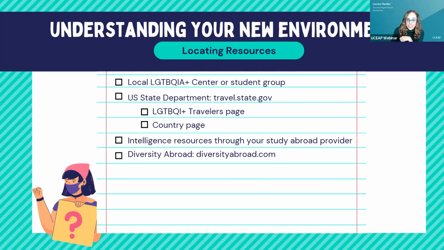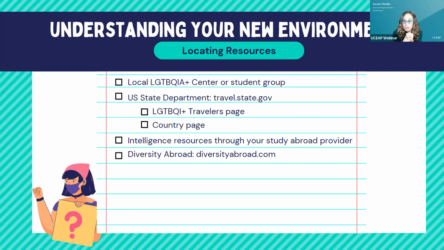Now, things to consider as you start locating resources. Is there a local LGBTQIA+ center or student group that you can connect with once you are on site? And is there any option to connect with those groups prior to departure? That could be something you could explore as well. The US State Department has travel advice on their website for the LGBTQIA+ community. They have a page called LGBTQI+ Travelers, which will give more general travel advice. And then each country page has a section under local laws and special circumstances that will have information on LGBTQIA travelers specific to that country.